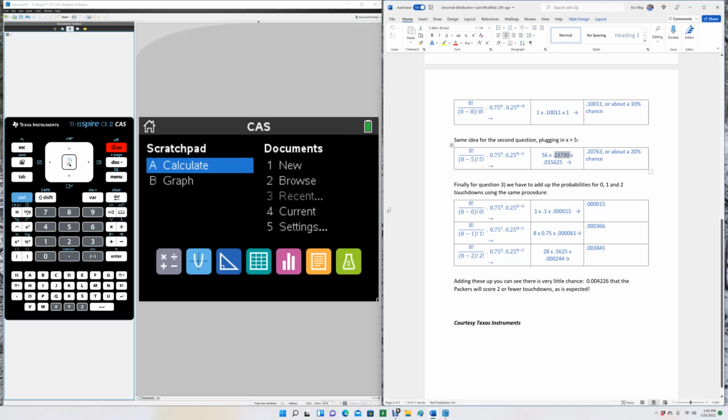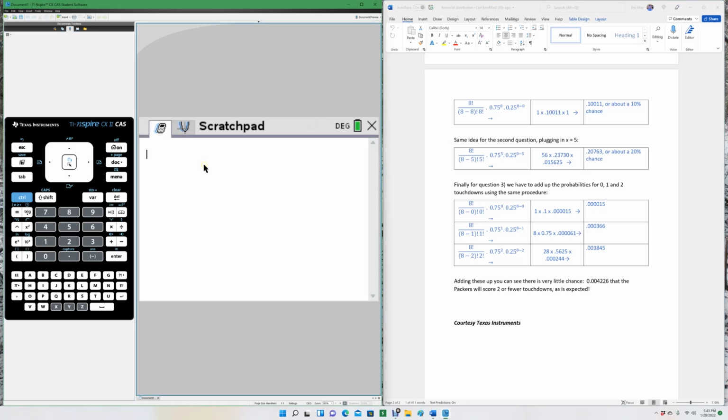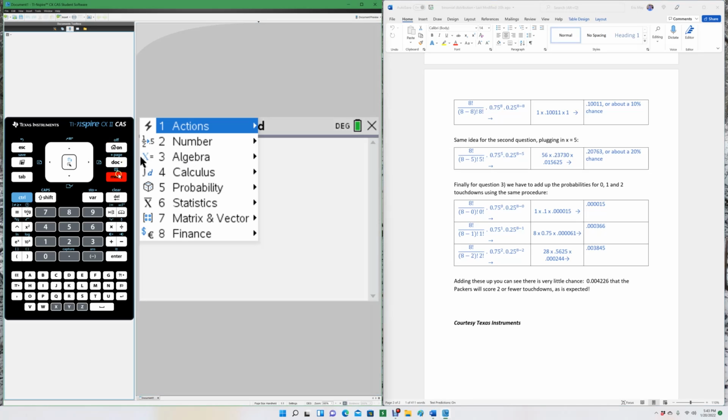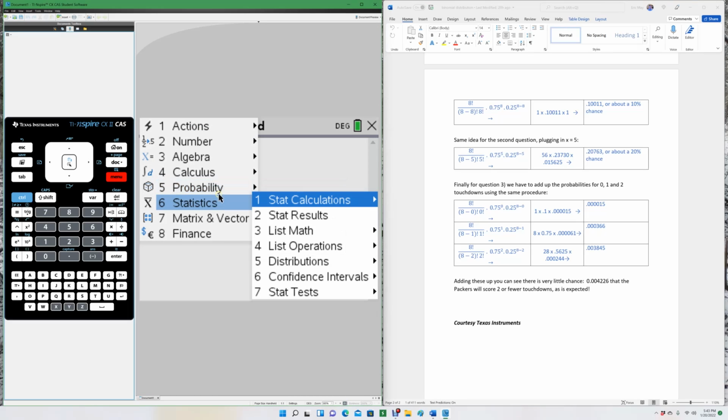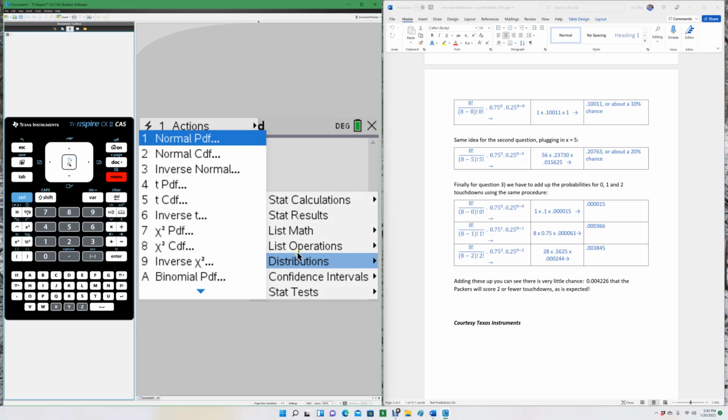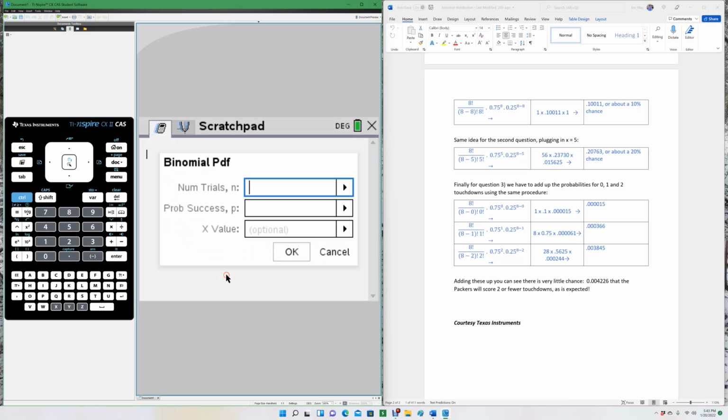Now, if you're a connoisseur of Web Math Academy's tutorials, you'll note that, of course, we're going to go back to our TI Nspire CAS calculator and show that we can do all of these calculations much easier automatically using the calculator. To do that, we go to a Calculate page, Scratchpad, and then Menu, and then you can actually do either probability or statistics. Either one will get you to the same spot. We'll use statistics, and then we go to distributions, and then we go to binomial PDF.